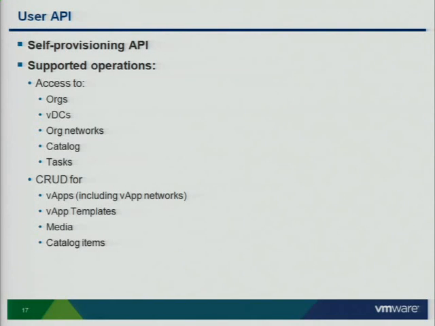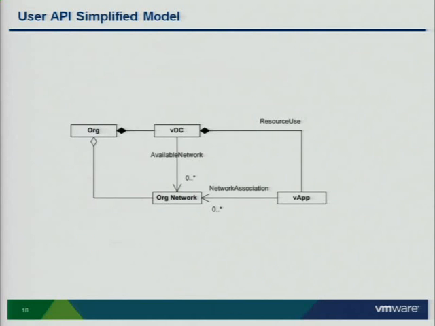Then the user API supports CRUD operations for VApps, VApp templates, and media. In addition to that, catalog items. Catalog items are basically items that you can put in catalog that contain some metadata for VApp template and media.